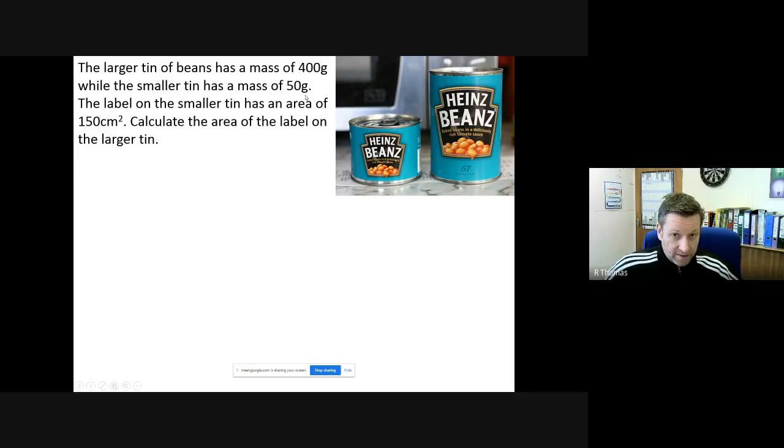the linear scale factor. The question says the label on the smaller tin has an area of 150. Calculate the area on the larger tin. So I need to work out the area scale factor. So let me go through that again. I'm going to divide these to get the volume scale factor. I'm going to cube root that to get the linear scale factor. Then, think about 10 minutes ago, we then square that to get the area scale factor. And we'll use that and the 150 to work out the area of the larger tin.